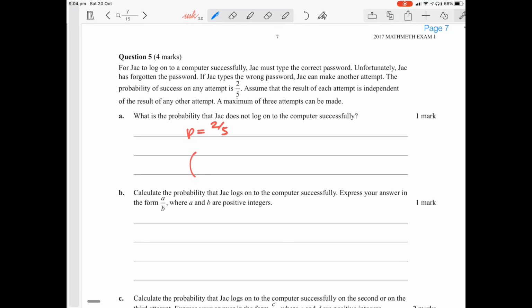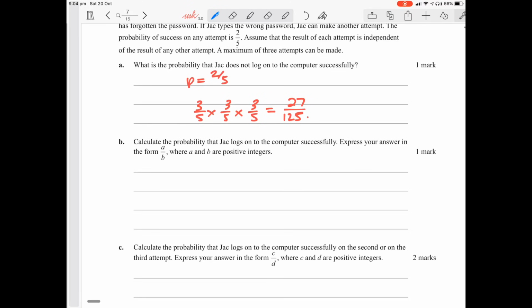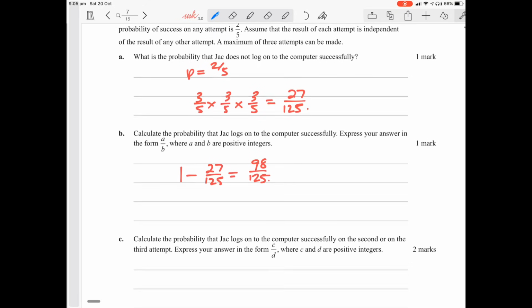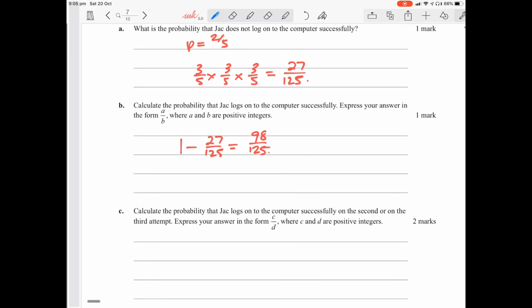So he's got to fail, fail, fail, because he gets 3 shots, which is 27 on 125. Okay, calculate the probability that Jack logs onto the computer successfully. Well, that means that he doesn't fail. So it's 1 minus 27 on 125, which is 98 on 125. The other way you could work that out: logs onto the computer successfully.